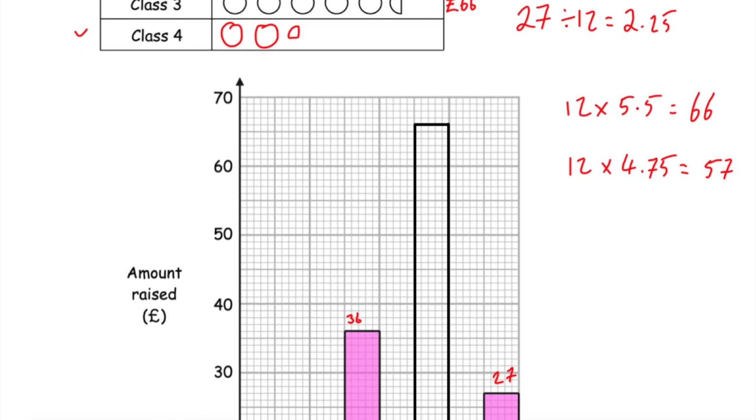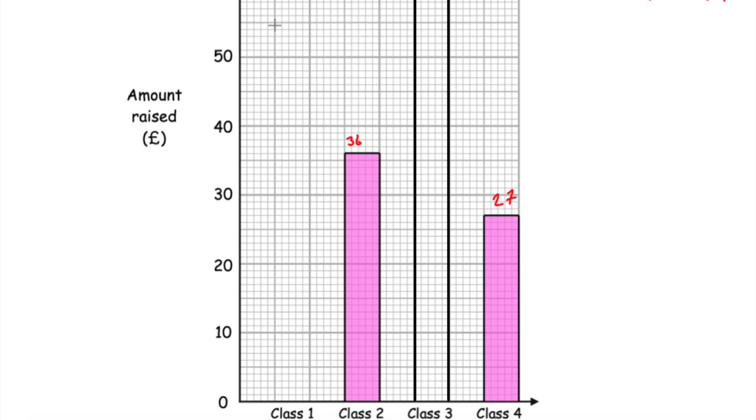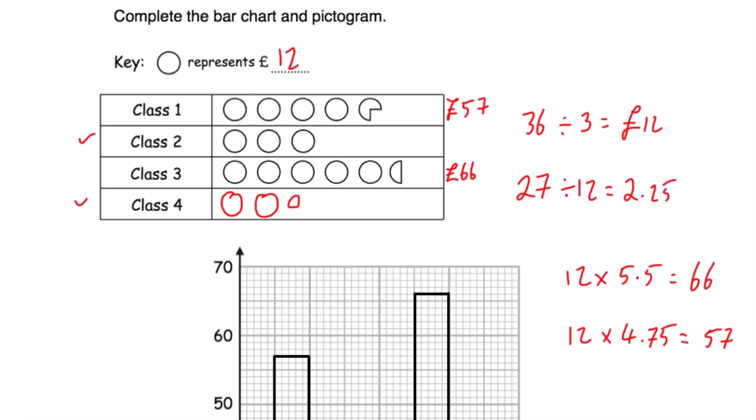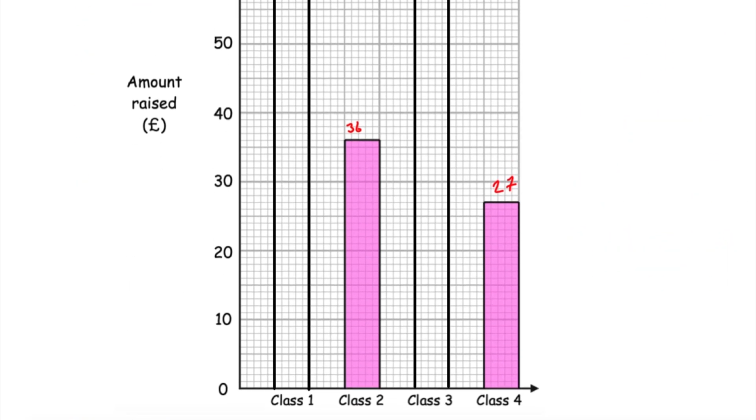So now let's draw that bar that goes up to 57. So there's 50, 55, 56, 57 would be there going across, and then down would look something like this. And that's it. We've completed that bar chart. That bar chart's completed, and the pictogram's completed, and we've done the key as well. And that's it. So we've completed that question.